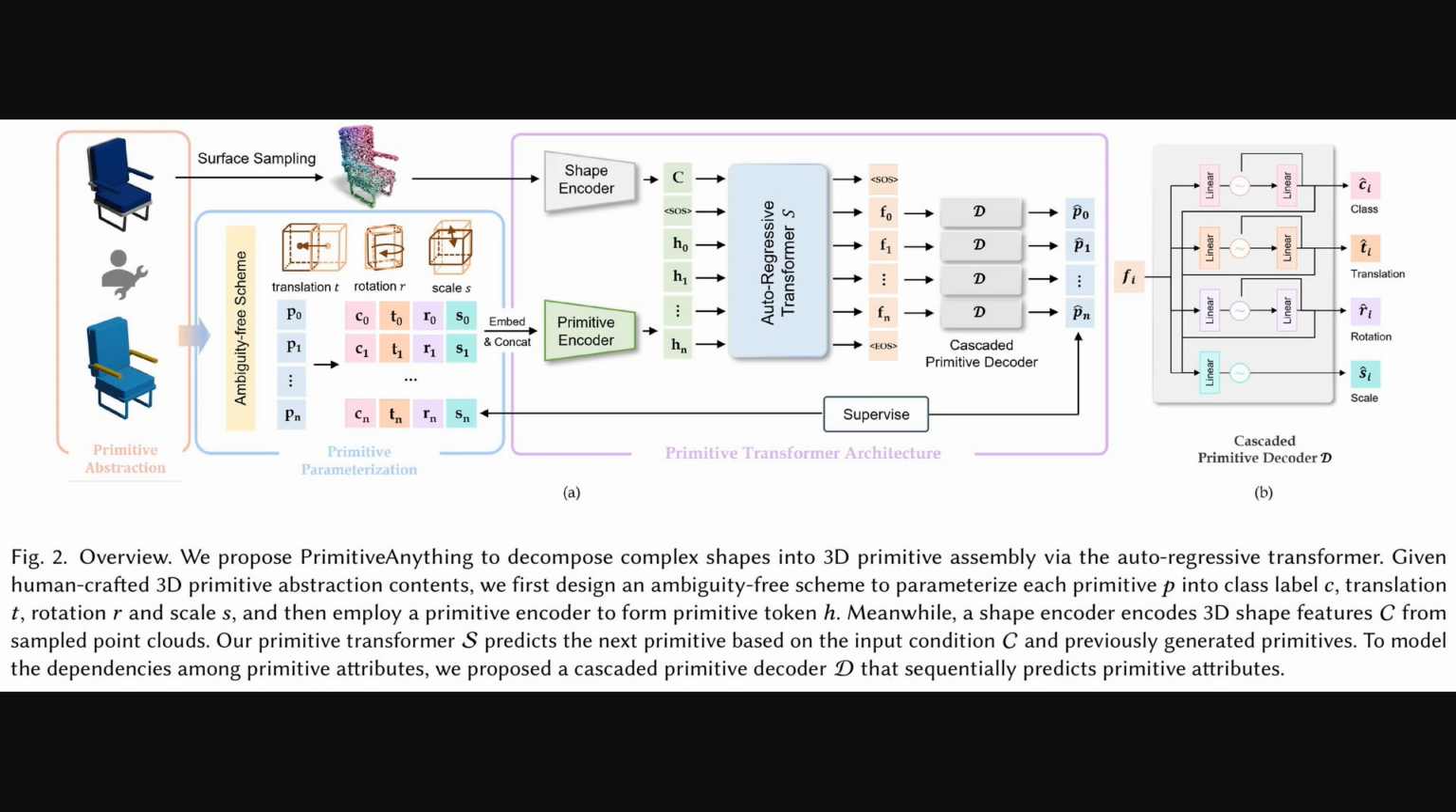Building on those impressive examples, this next figure details the PrimitiveAnything system's architecture. It shows an input 3D shape first becoming a point cloud, which is a set of 3D data points representing its surface. Then, an ambiguity-free parameterization, a method ensuring each primitive is described consistently, defines its properties. The core auto-regressive transformer, guided by the shape and existing primitives, sequentially adds new ones using a cascaded primitive decoder, a component predicting each primitive's attributes, like class and position, one after another. This really shows their step-by-step assembly logic.